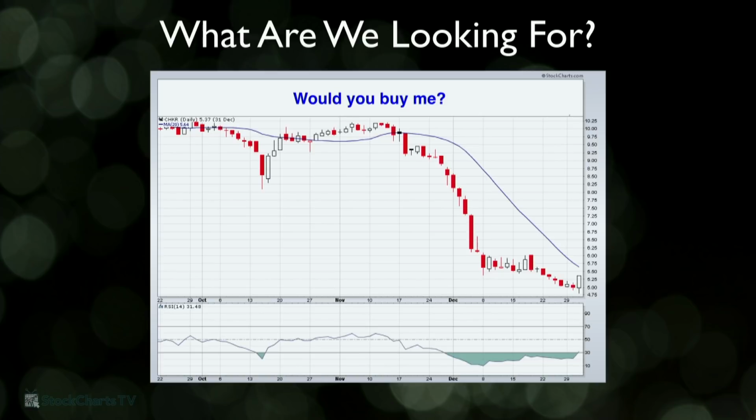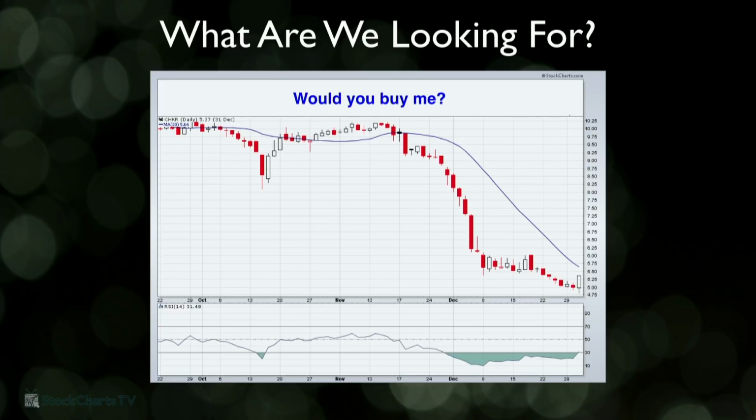What a lot of people generally are shooting for is finding a situation where something has recently turned around and has a good chance of continuing to go higher. But the point is, in order for you to buy a stock that's a recent turnaround and is going to move higher, you have to start by seeing a chart that looks like this.